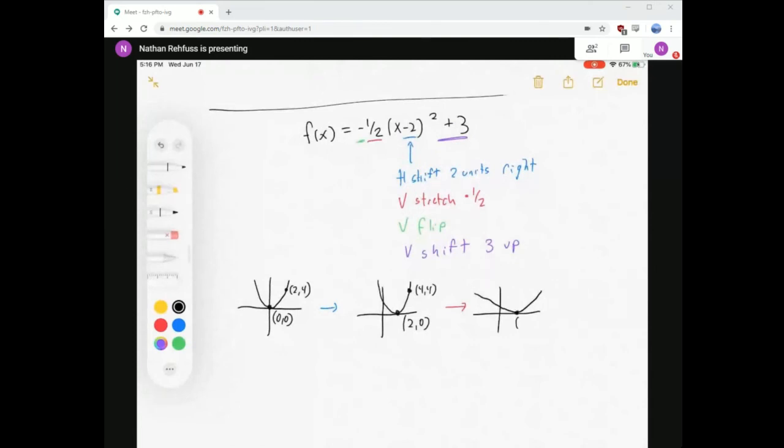So the x coordinates are going to stay. They're going to stay 2 and 4. Half of the y coordinate 4 is 2. Half of the y coordinate 0 is still 0. This point hasn't moved.